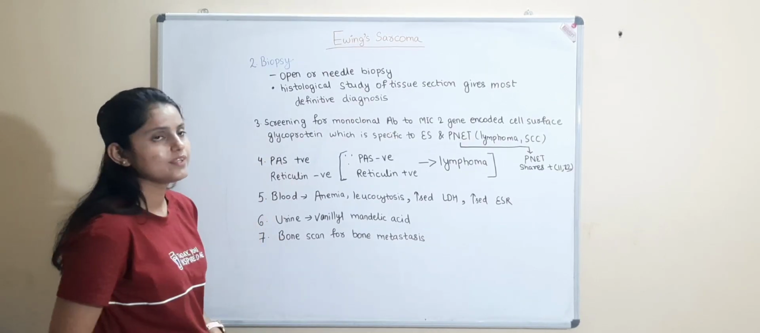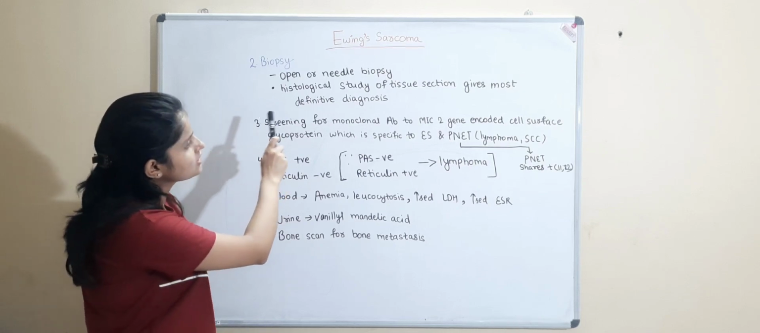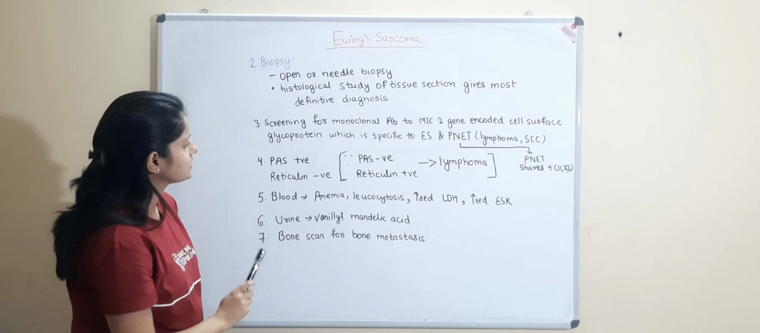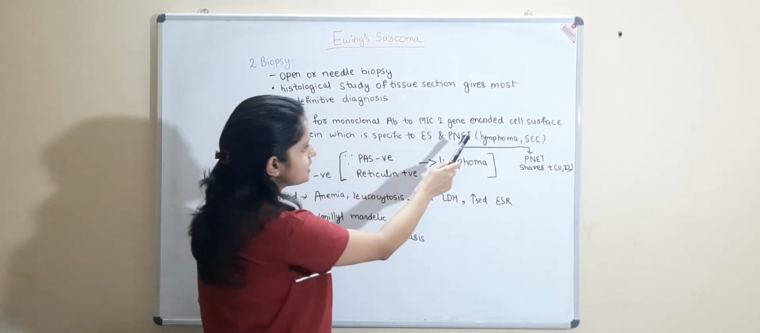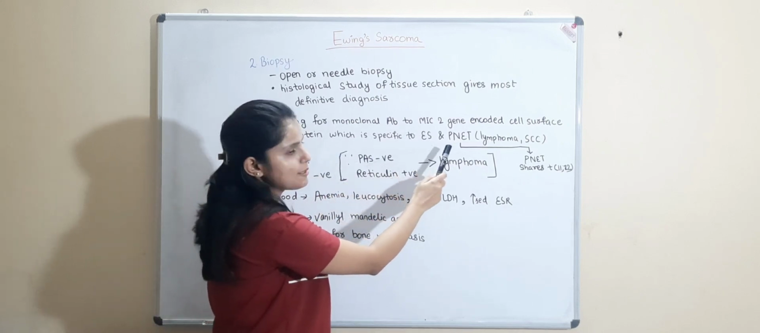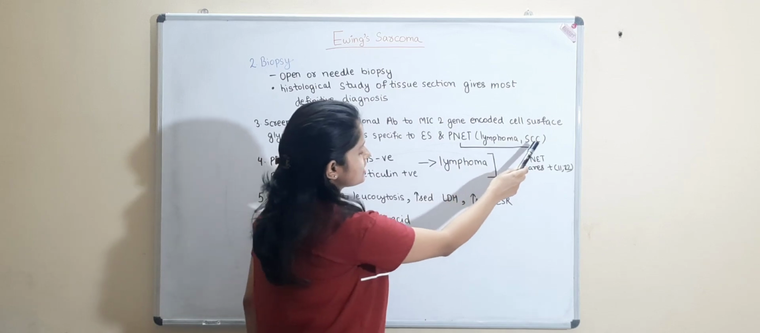On biopsy, we can do an open or needle biopsy, and on biopsy we see the histology of the tissue section. Biopsy is the most definitive diagnosis. And we do screening for the monoclonal antibody to the MIC2 gene encoded cell surface glycoprotein, which is specific to Ewing sarcoma and peripheral neuroectodermal tumors, unlike lymphoma and small cell carcinoma.